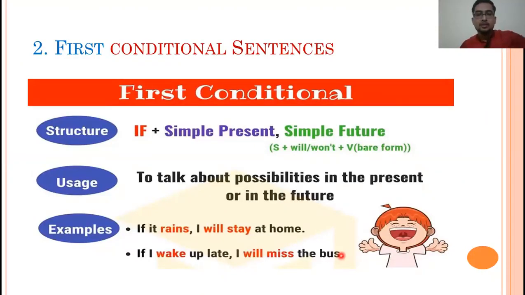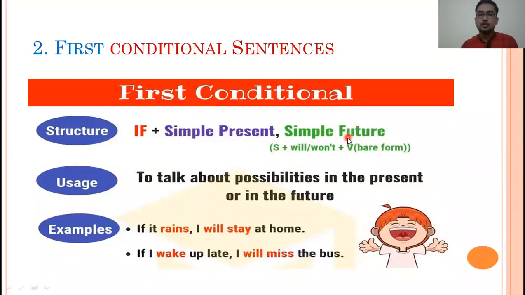Here we have the structure of first conditional. You see, in the first part, I mean in the if clause or conditional clause or subordinate clause, you see if plus simple present, and the second part, I mean in the main clause or principal clause, the tense is future simple or future indefinite tense. So unlike zero conditional, the main clause is different here.